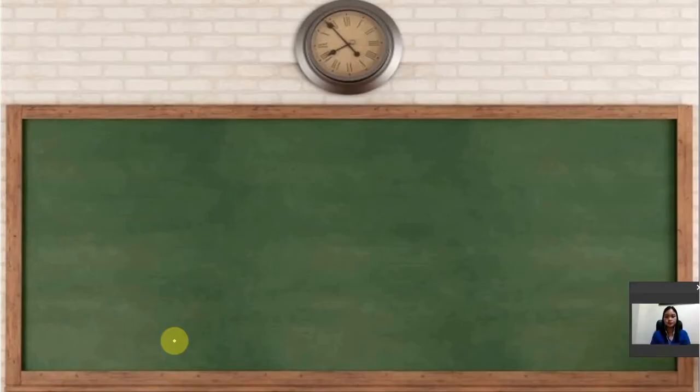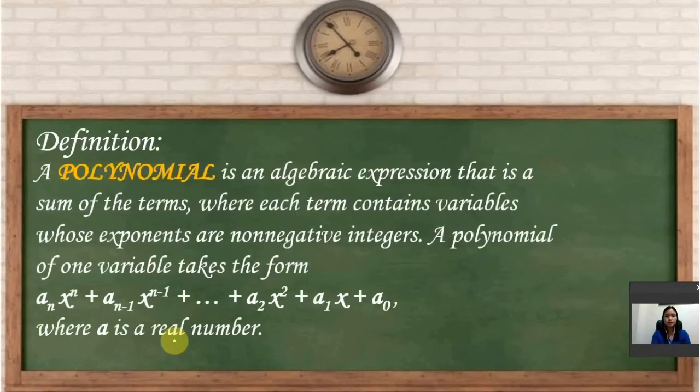Based from the activity, we can define a polynomial as an algebraic expression that is the sum of the terms where each term contains variables whose exponents are non-negative integers. And a polynomial of one variable takes this form: a sub n x raised to n plus a sub n minus 1 x raised to n minus 1 plus up to a sub 2 x squared plus a sub 1 x plus a sub 0, where a is a real number.